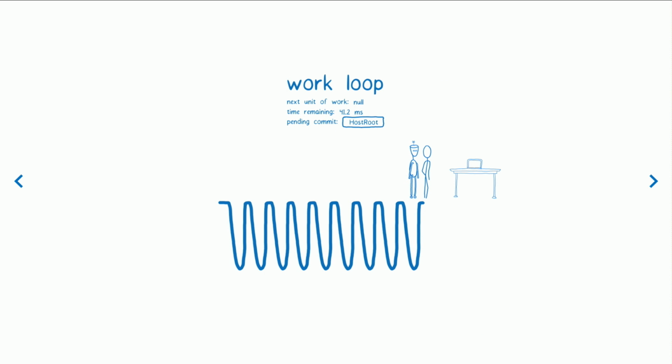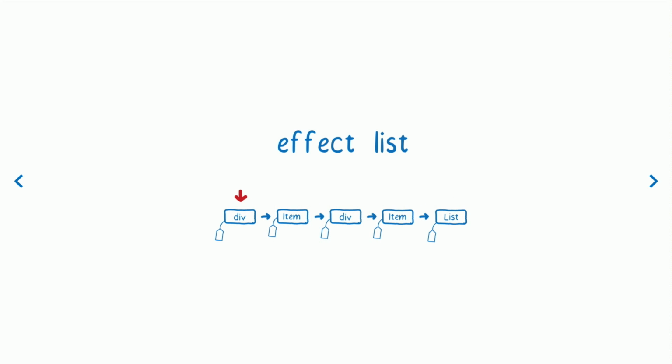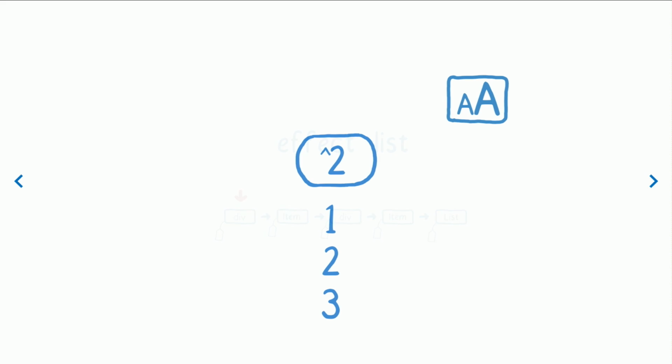React will check its deadline, and if it has time, it would do the commit now. And if it doesn't, it'll use request idle callback again. And as soon as the main thread gets back to it, the first thing it would do is commit this pending commit. So we're starting phase 2. React will go through the effect list and make the changes to the DOM, starting with the first fiber, which is the div. So it changes 2 to 4.